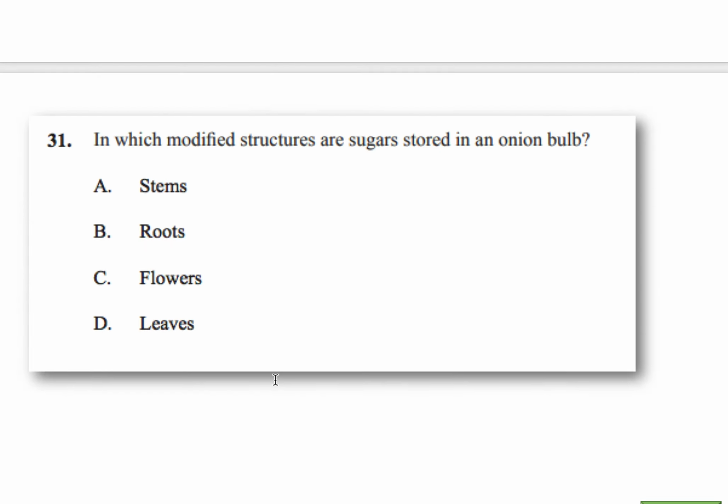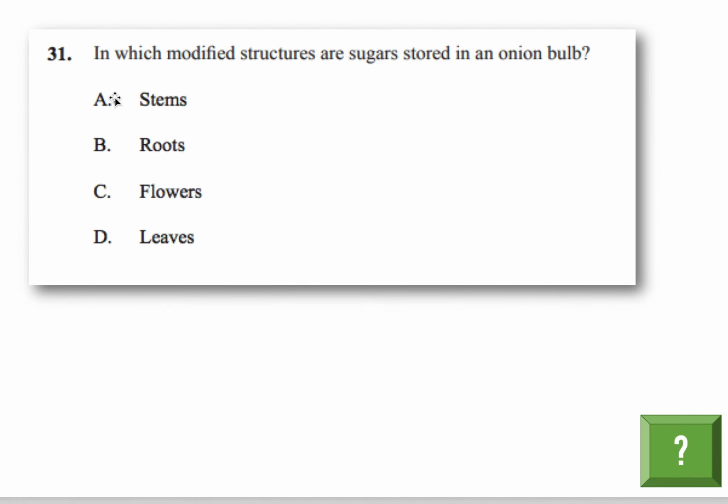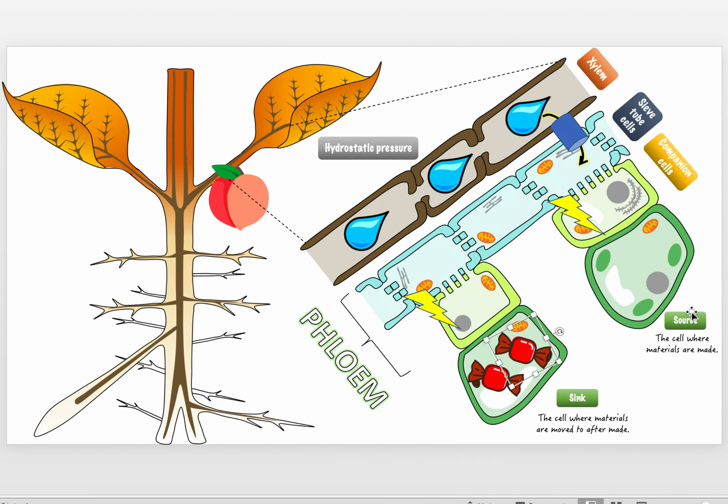So now they're asking, in which modified structures are sugars stored in an onion bulb? Is it A, the stem, B, the root, C, the flower, or D, the leaves? Remember going back to this image here, we have a source and a sink. Now we know the source is where the sugars are made and stored. And then when the sink needs it, the source will send it, okay? So what is an example of a source?